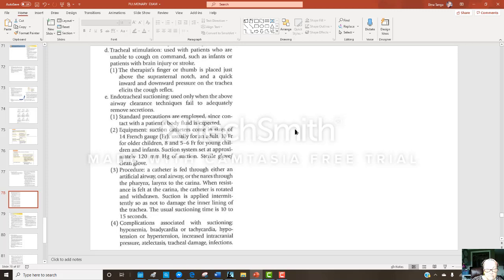Complications associated with suctioning: hypoxemia, bradycardia or tachycardia, hypotension or hypertension, increased intracranial pressure, epilepsy, brachial damage, and infections.